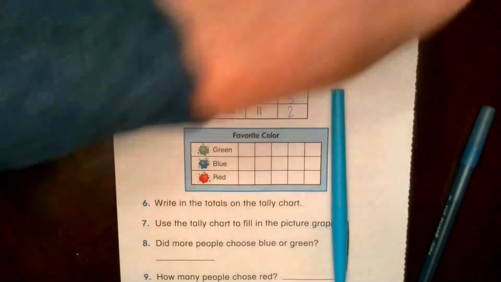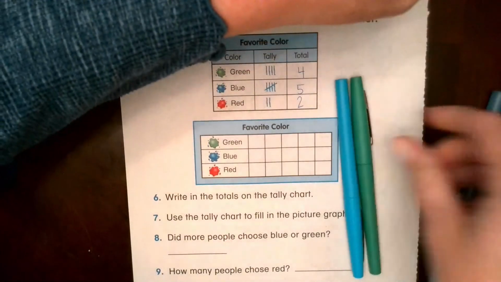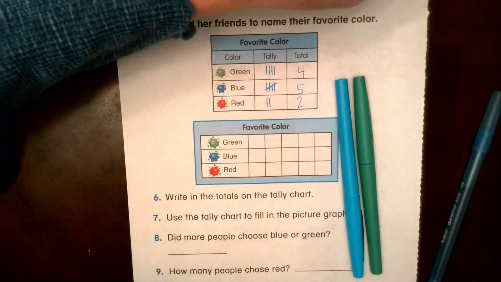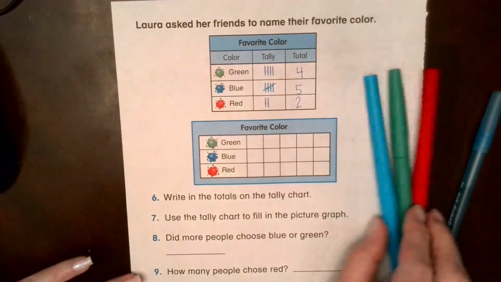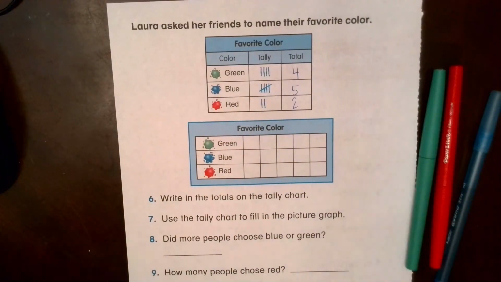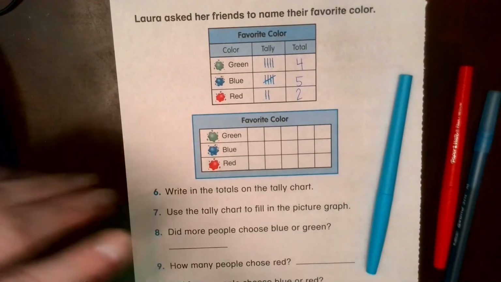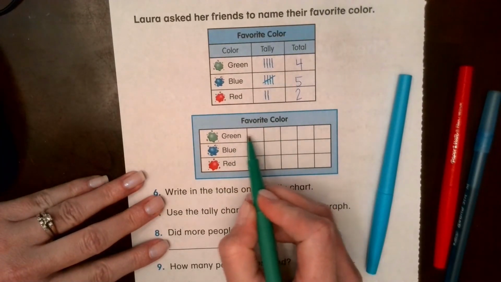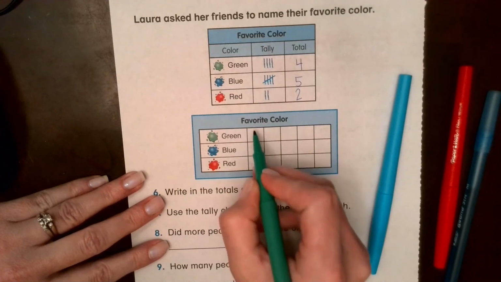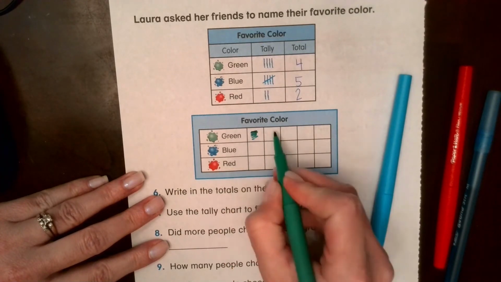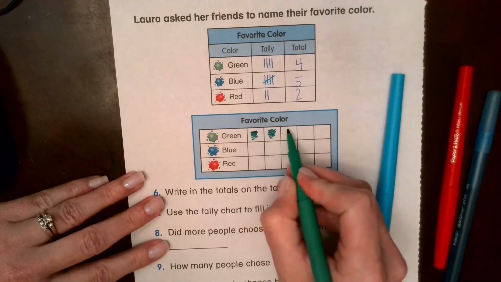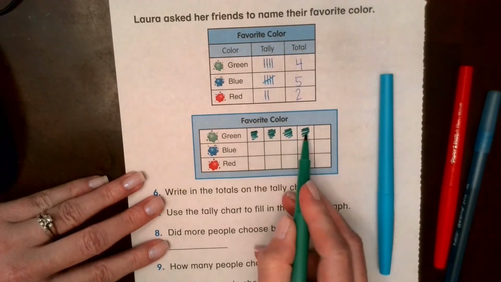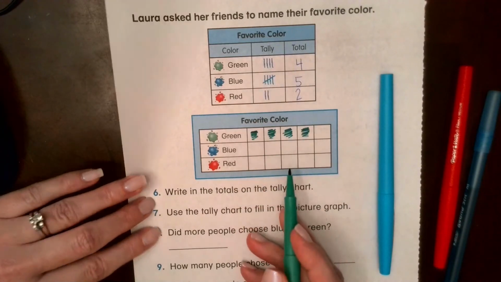There's blue. Sorry, put my arm in the way. Green and red. All right. Okay, so we'll start with green being the first one. We have 4, so how many splotches of green will we draw? 4. So you can just make like a little squiggly line. We did 4 boxes because there were 4 green.